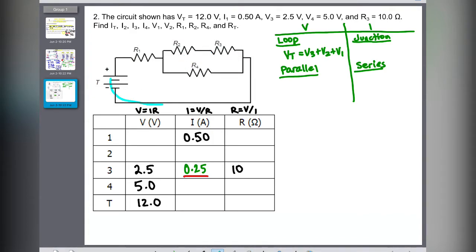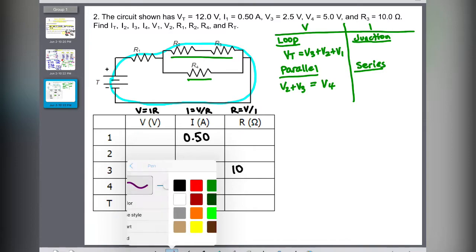Okay, I'm going to leave back my loop. The loop is at the top. But what we do know is the parallel. These two together are parallel to this one. And what that means is V2 and V3 together are equal to V4.